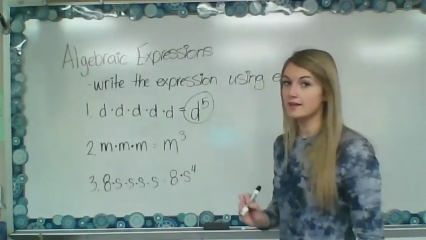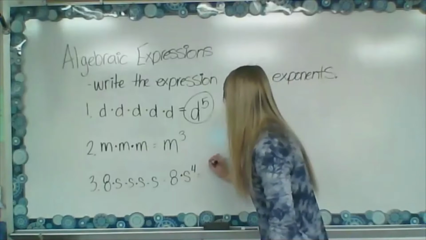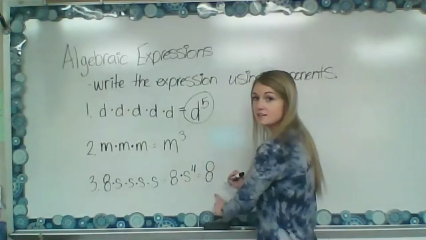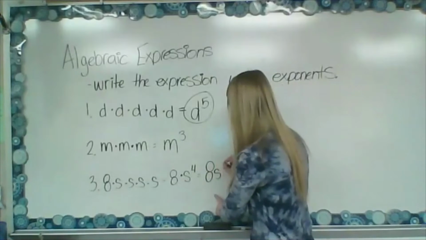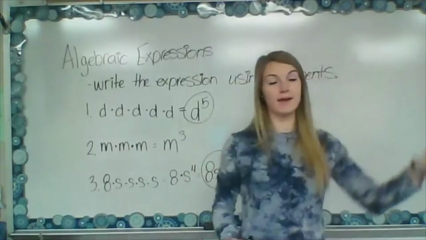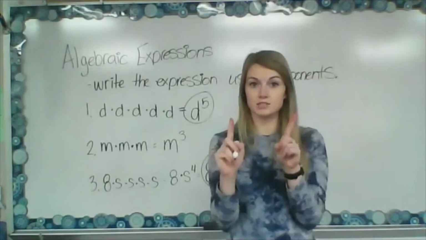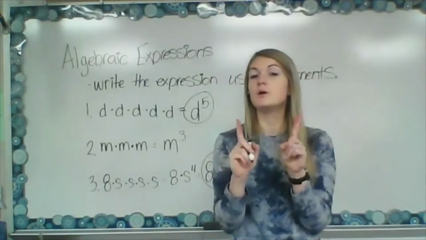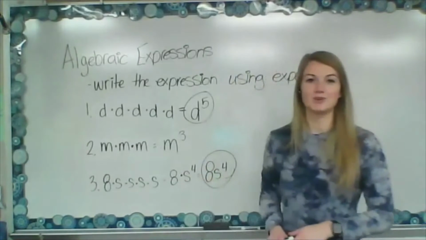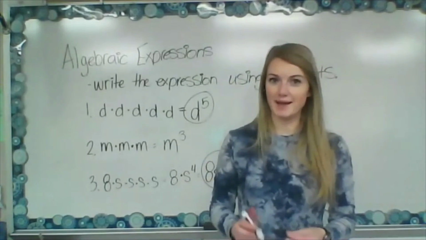Now, another way that you might see this written is with no multiplication sign and just 8 s 4, right? Because if you remember from way back, 2 numbers right next to each other mean to multiply. So if we have these 2 right next to each other, that's also saying to multiply. Okay?